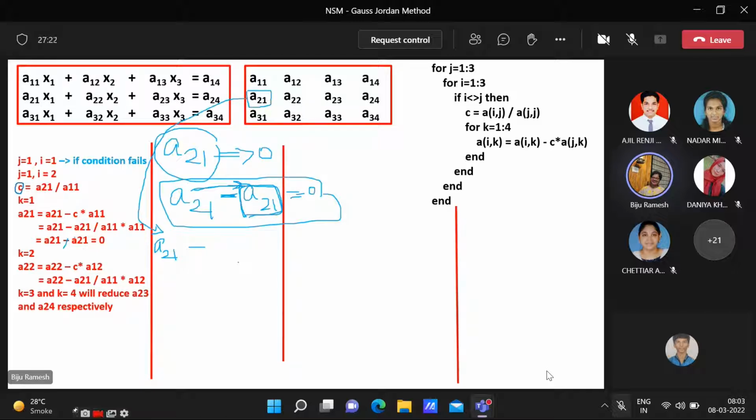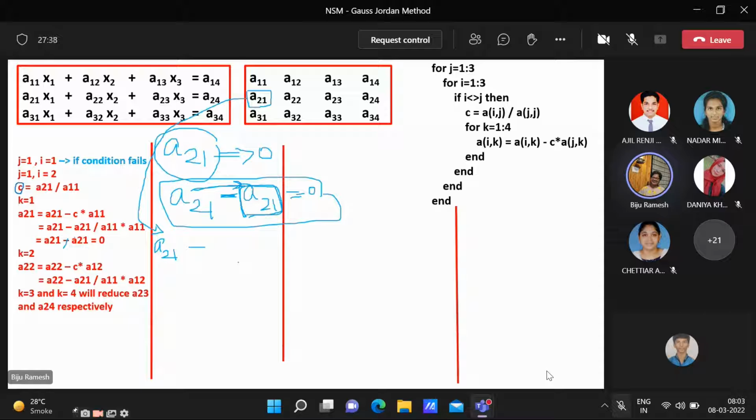A vector is a set of numbers. And then comes the matrix, which is a row by column representation of numbers. Row by column representation of numbers, you call it a matrix. So there are certain terms that you should know.